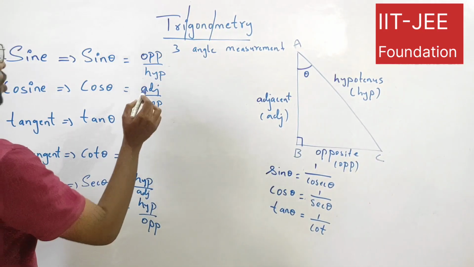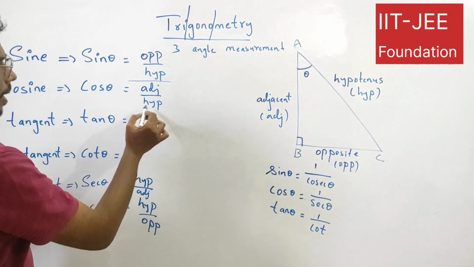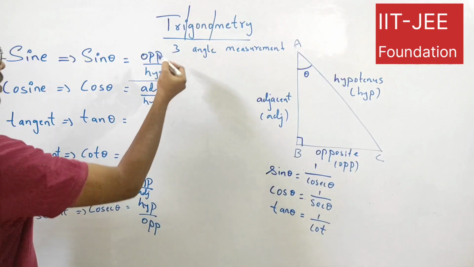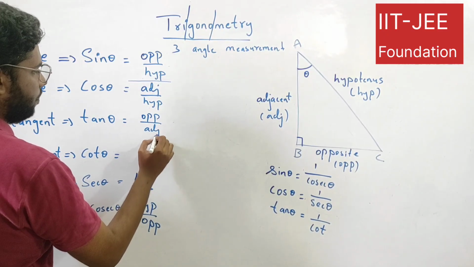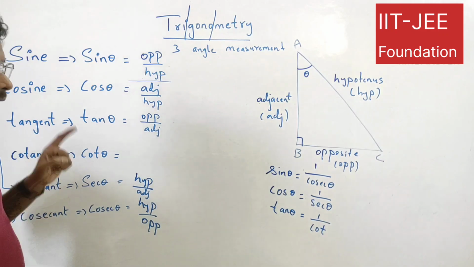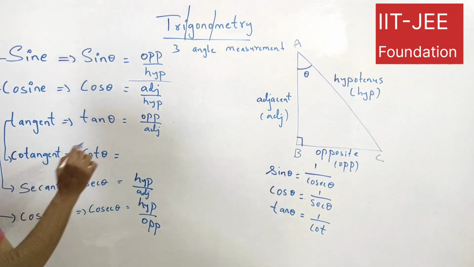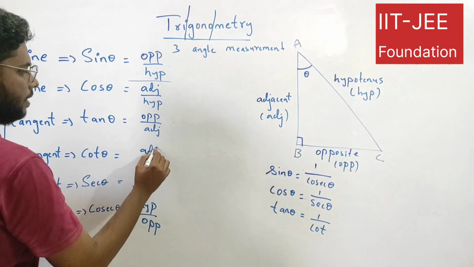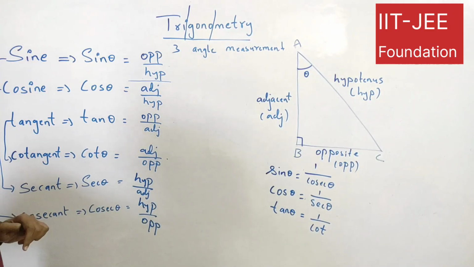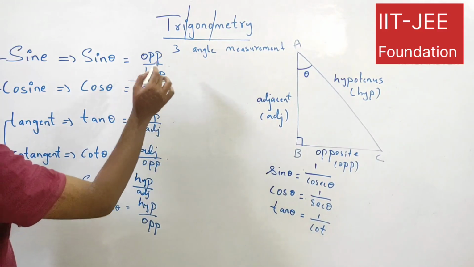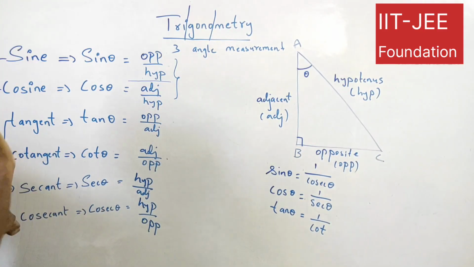Next we have tan theta. To find tan theta, what do you do? Just divide these two. What do you get? Hypotenuse gets cancelled. We get opposite by adjacent. And we know that tan theta is the reciprocal of cot theta, so directly I can write here adjacent divided by opposite. So if we know only these two, the rest of them we can find easily.